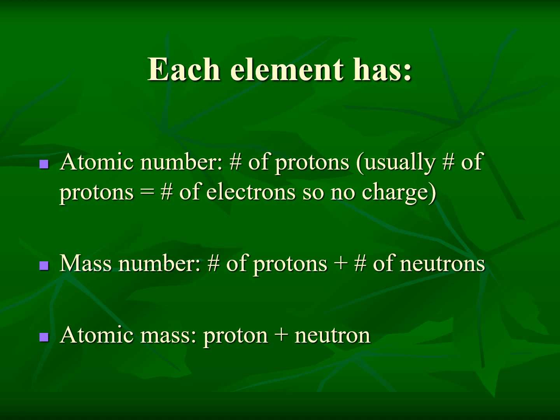Now, each element has atomic numbers. This is the number of protons. Usually the number of protons and the number of electrons are equal, so there's no overall charge. The mass number is the number of protons plus the number of neutrons. And the atomic mass is proton plus the neutron.